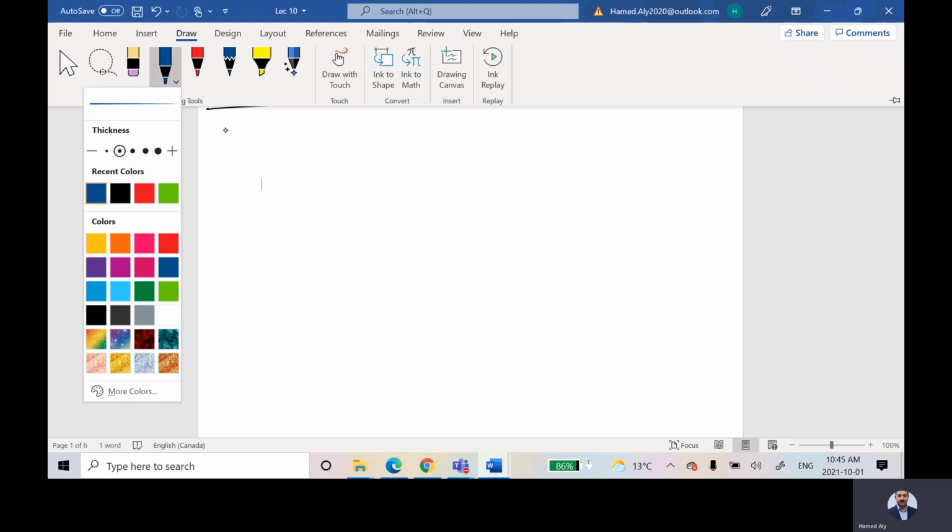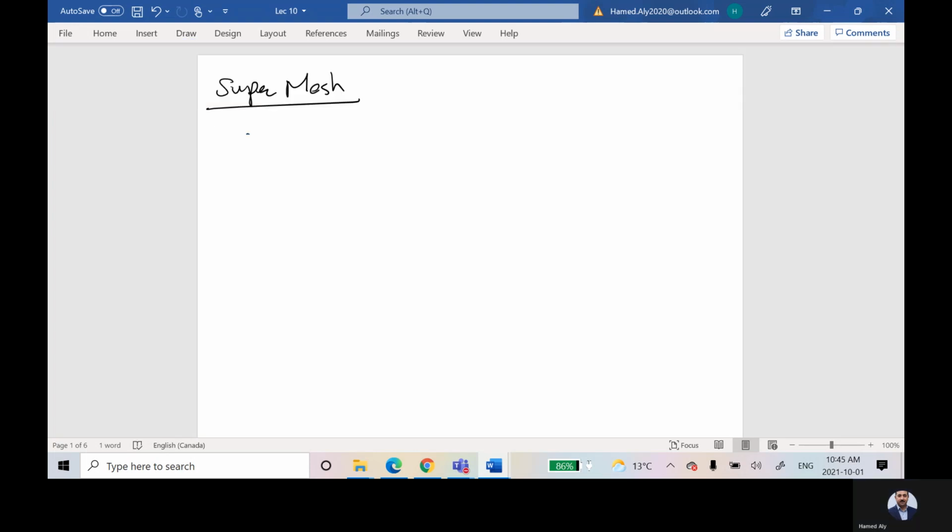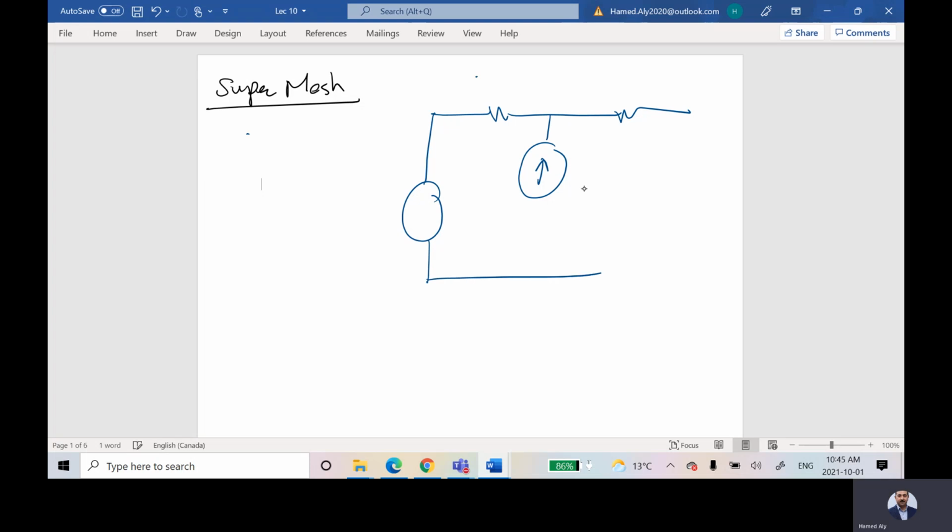Super mesh means what? If we have a circuit like this one, imagine I have a current source and I have a voltage here. Its value is V, and I have R1, I have R2, I have R3, and there is a current source here. Its name is whichever, I. Now I would like to use mesh for finding the current in each branch. What am I going to do?